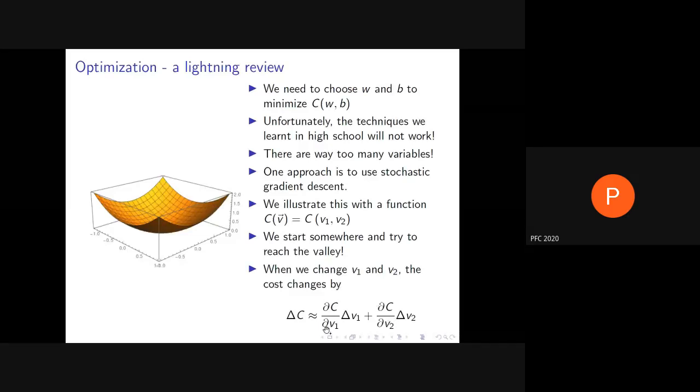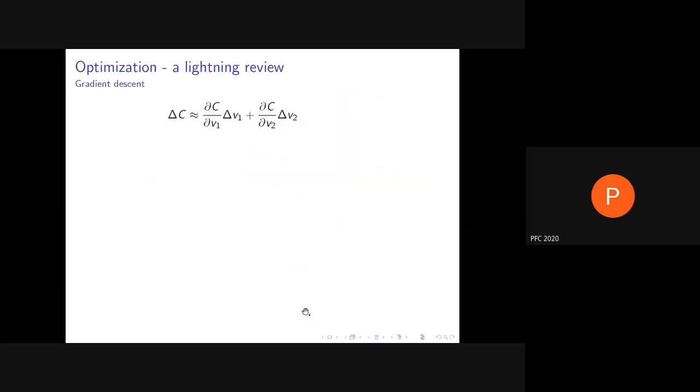Many of you know partial derivatives. This is just for the ones you don't. Del C del v1 essentially says how fast C changes when you change v1 without changing v2. So del C del v1 times delta v1, you can think of that as the change in C because of the change in v1. And this piece is the change in C because of the change in v2. When you add them together, you get the net change in C. So this is the formula. Of course, if you have more variables, v1, v2, v3, up to vn, then you get del C del v1 delta v1 plus del C del v2 delta v2 plus dot dot dot del C del vn delta vn.